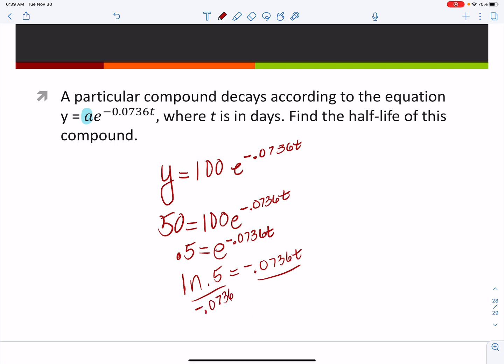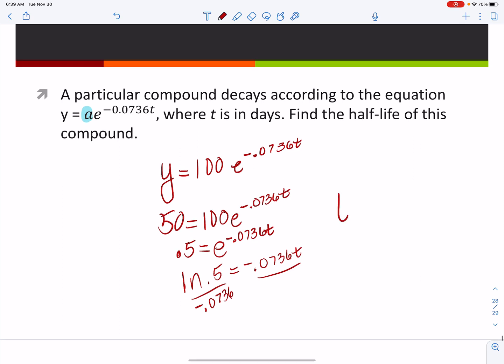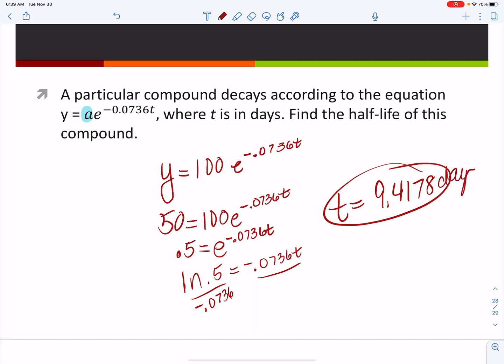Okay. So on my calculator, I'm going to open this puppy up and try to get this to work. So I'm doing 0.5, I'm doing the ln of that, and then I'm dividing by negative 0.0736. And so my answer is time is 9.4178 days. Okay? So you could have made it whatever. We talked about this the other day. You could have made this a 10, which would have made this a 5. When you divide by 10, you still get 0.5. So when you're doing half-life and doubling time, it really doesn't matter what you make the starting value because you're always going to divide.